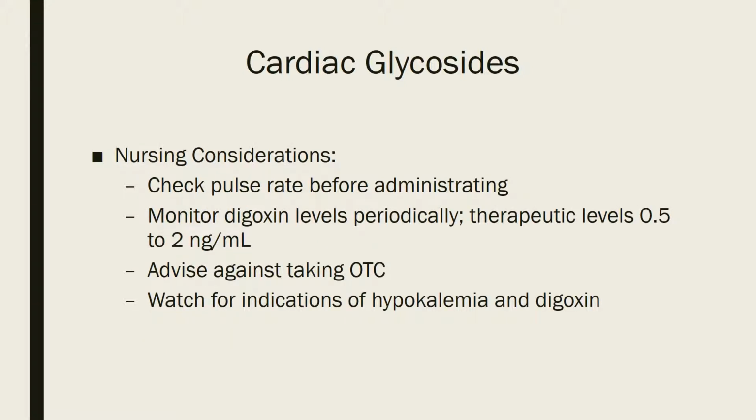Nursing considerations: like we said before, check the pulse rate before administering. Monitor digoxin levels periodically. So once again, therapeutic levels, this one is 0.5 to 0.8 nanograms per milliliter. Advise against any over-the-counter medications unless they check with their physician or their provider. Watch for indications of hypokalemia and digoxin toxicity as well.